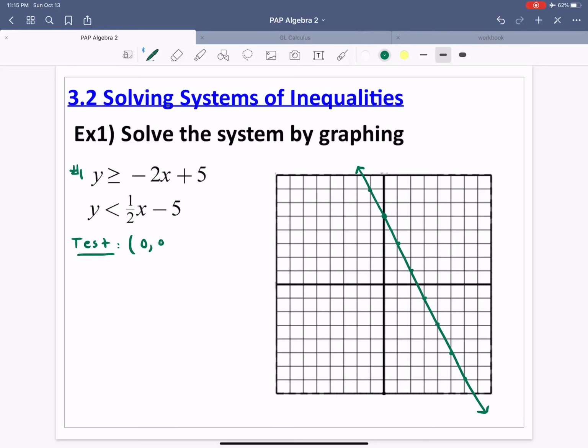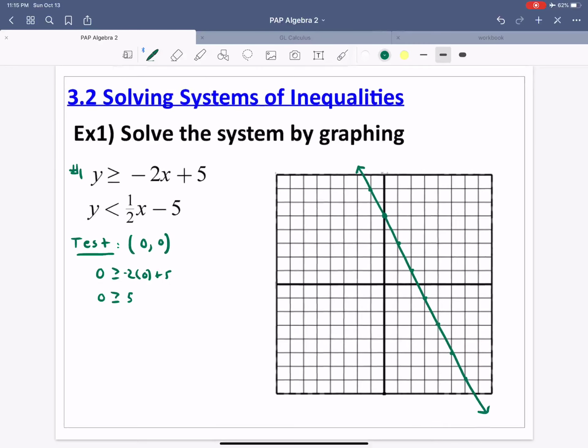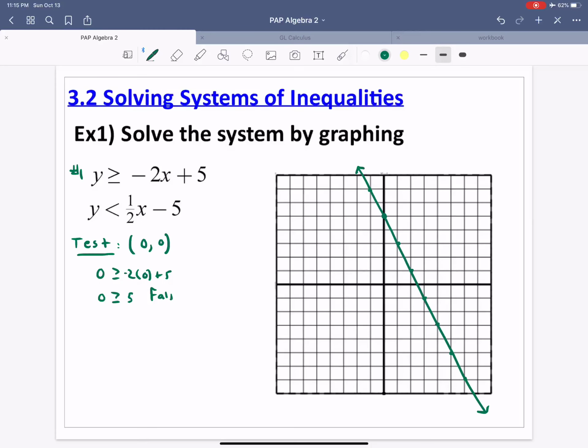So again, we pick a test point that's not on the boundary line. I'm going to test 0, 0, and when I plug that in, I get 0 is greater than or equal to -2 times 0 plus 5. It gives me 0 is greater than or equal to 5. So remember, at this point, we decide whether this statement is true or false. This statement is, in fact, false. So that means we would shade this away from the origin.